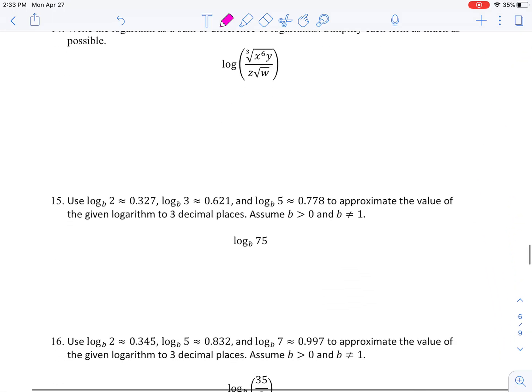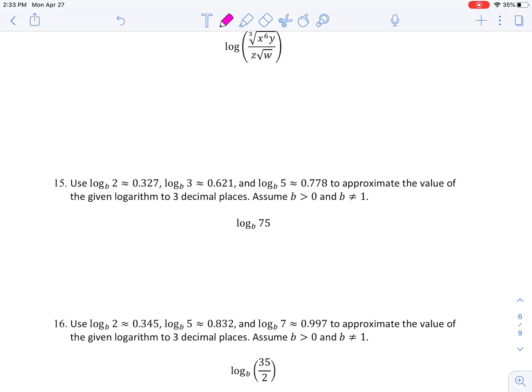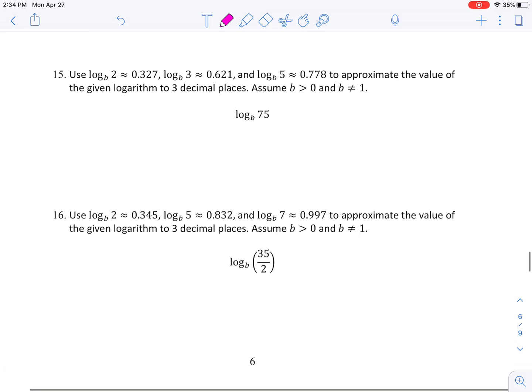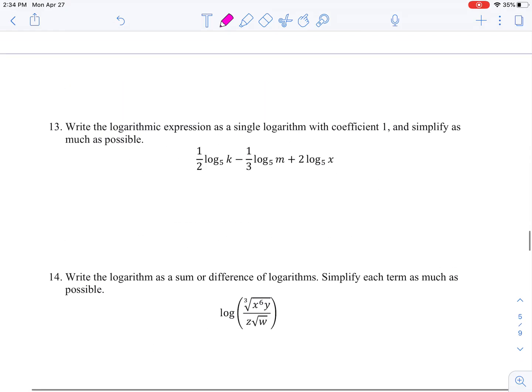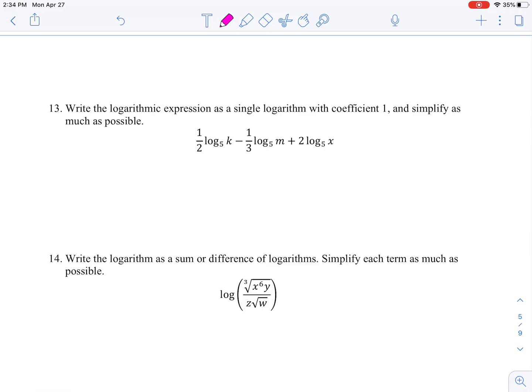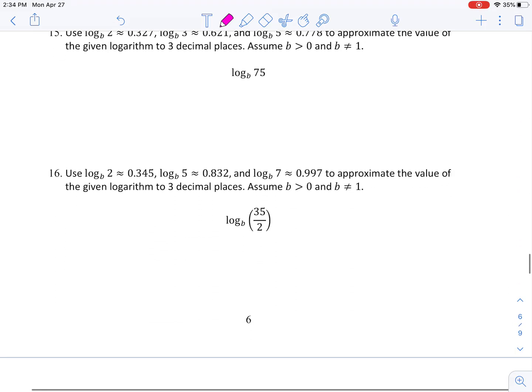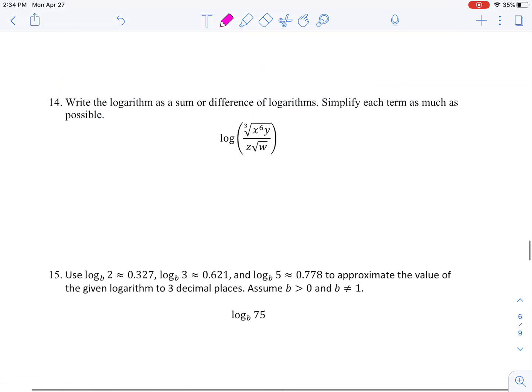Alrighty, number 13 through 16 are properties of log, and I actually love number 15 and 16. Got them from Alex, because I think some of the online calculators, if you type this in, will do it for you. And what's the fun in it, right? I want you to actually try to do this yourself. So let's go over 13 through 16, and we'll take another quick break, okay?